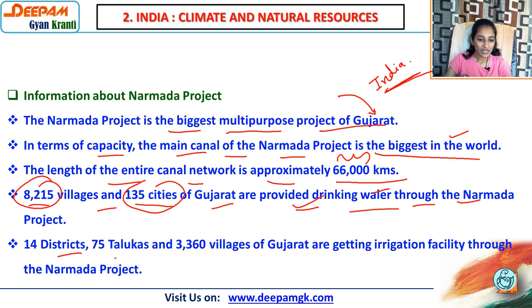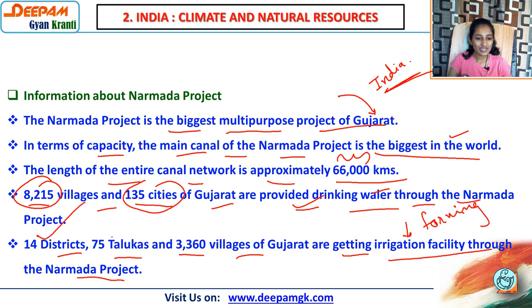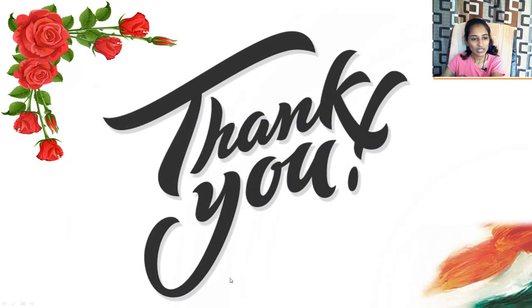14 districts, 75 talukas and 3,360 villages of Gujarat are getting irrigation facility through the Narmada project. Irrigation facility means water is needed in farming, so where does it come from? The Narmada project. So 14 districts, 75 talukas and 3,316 villages. So I hope it is clear to you.